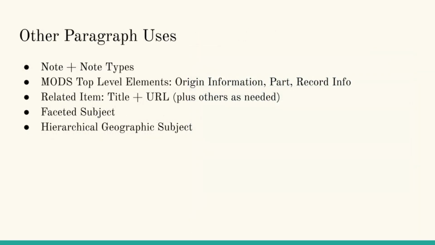Some other things here that Discovery Garden uses it for, mostly for groups of elements that would have a type or be repeatable, like origin information or part or record info. This is how we're able to bring in related item. We also use it as a solution for doing some sorts of faceted subject headings, like hierarchical geographic, so that you can go down continent, et cetera, and make the chain.